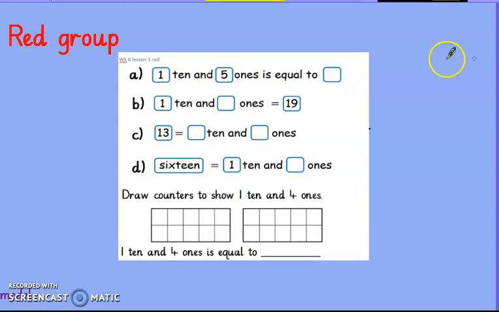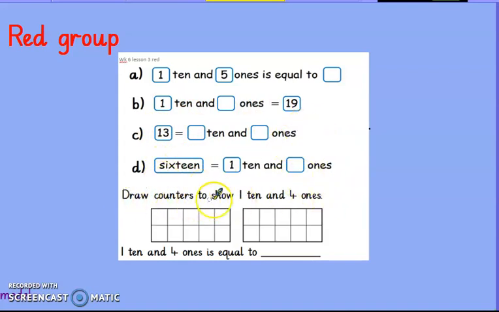So red group, you've got very similar to what we've just been doing. 1 10 and 5 1s is equal to, and then you're going to write your answer in here. You can draw your base 10, or you can draw your 10 frames in your maths book to work out the answer. So 1 10 and how many 1s is 19. 13 equals how many 10s and how many 1s. So you're going to do that one, and then you've got some questions that look a little bit like this.